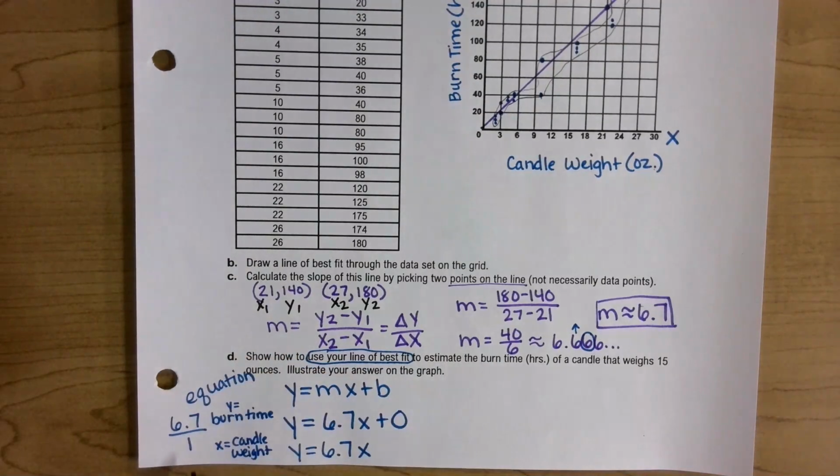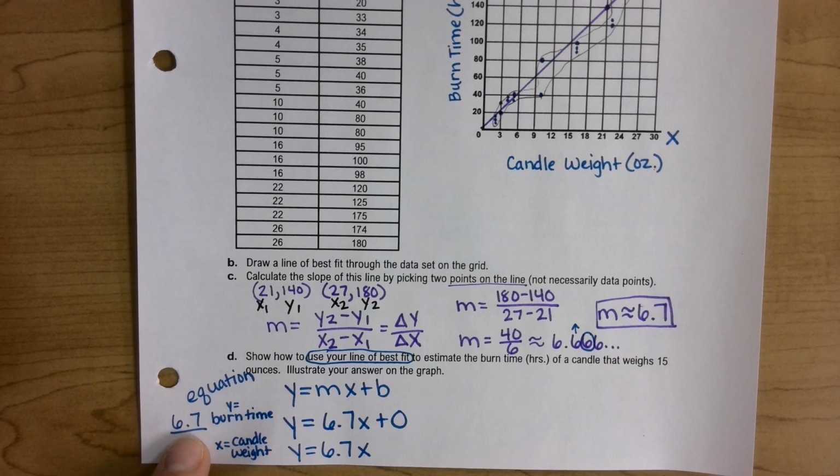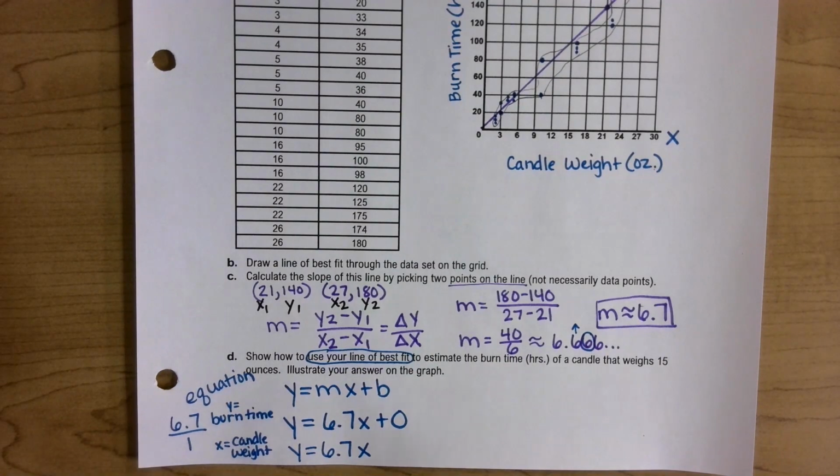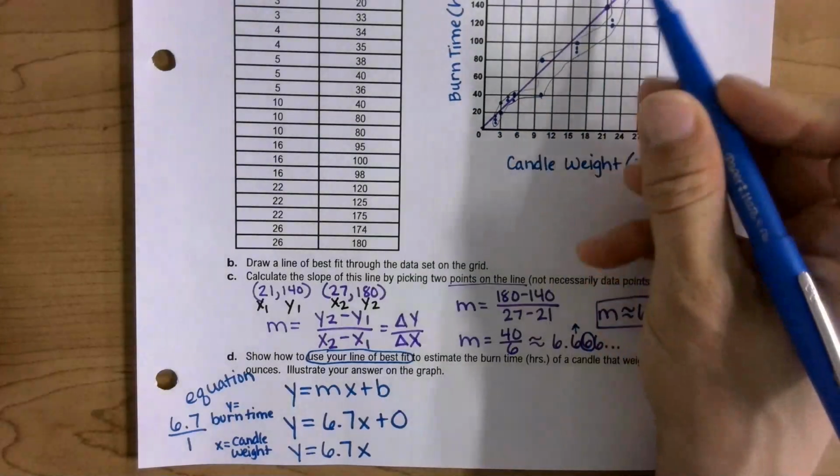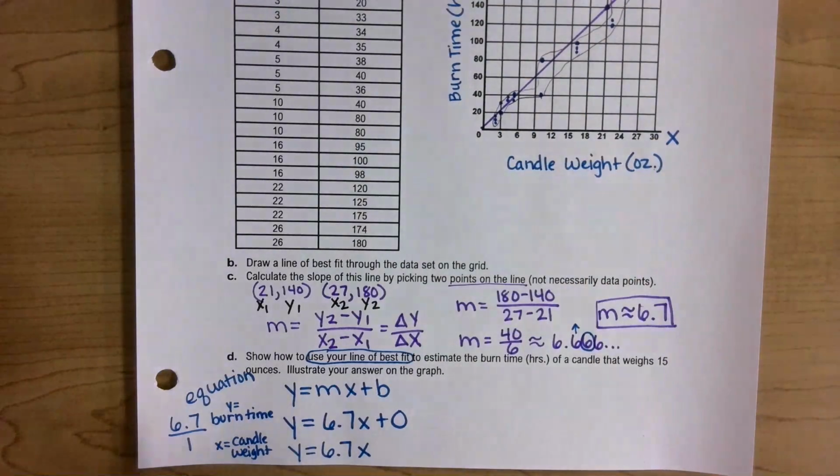What this is saying is that for each 1 ounce I increase my candle weight, my burn time is going to increase by 6.7 hours. So remember, when you're interpreting slope, it is a relationship between both variables. You have to say, when one increases this much, the other increases this much, because this is a positive correlation, so they're both increasing together. As the candle weight increases by 1 ounce, the burn time increases by 6.7 hours.